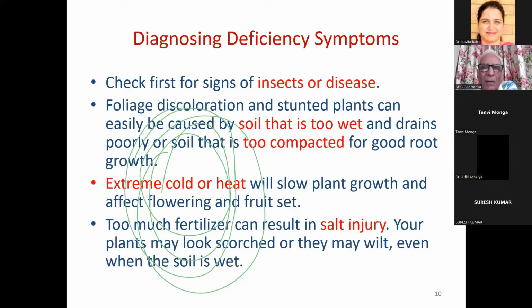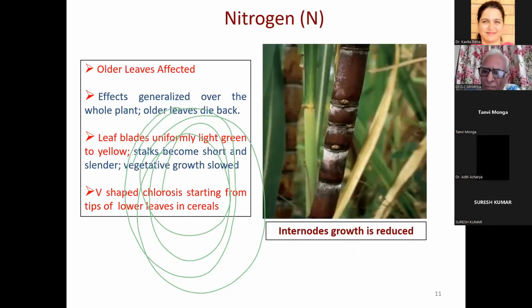So when we are diagnosing deficiency symptoms, we have to look first at these conditions, whether any of these conditions exist, and then we will see how we try to recognize the deficiency symptoms for individual nutrients. So that we will talk about later. Next, please.